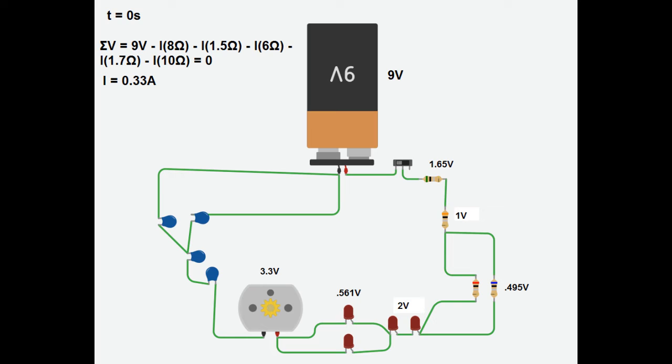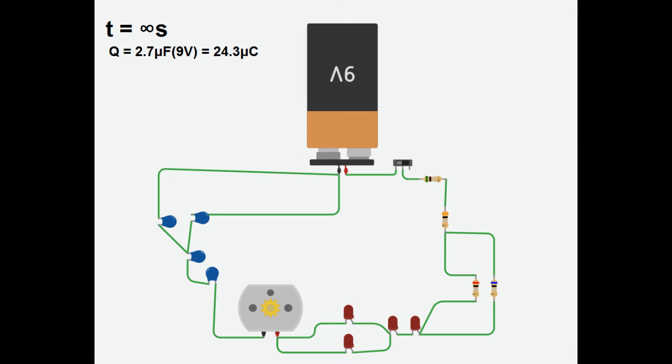For the 2 resistors in series, the first one loses 1.65 volts and the second one loses 1 volt. For the 2 resistors in parallel, they both lose 0.495 volts. For the 2 light bulbs in series, they lose 2 volts. And for the 2 light bulbs in parallel, they lose 0.561 volts. And for the motor, which has a resistance of 10 ohms, it loses 3.3 volts. Adding these all together gives us 9 volts.